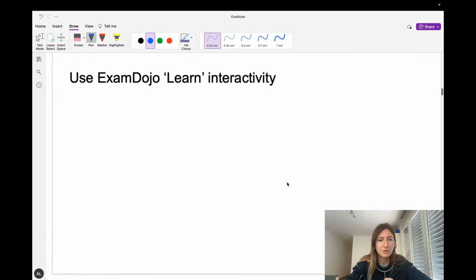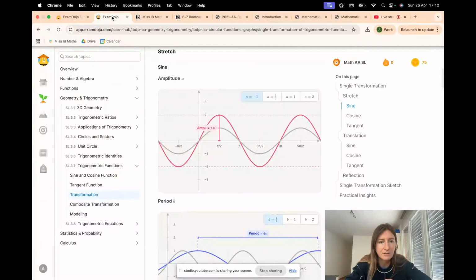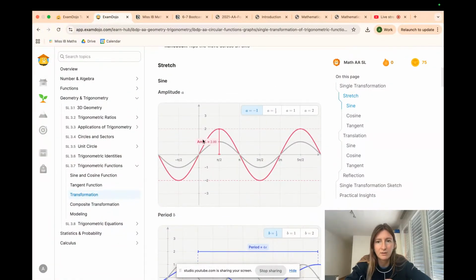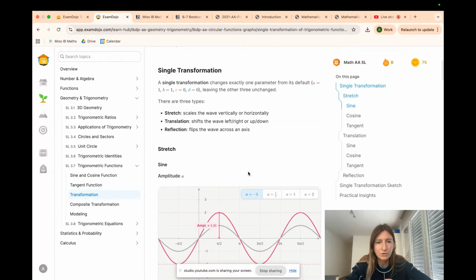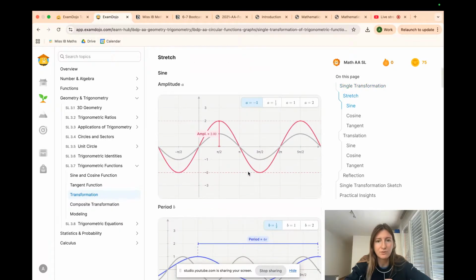So I just wanted to show you this. I had it on, no, where was it? On Exam Dojo on Learn, if you go to this interactivity. So here I have it. It's for AISL, but there'll be one in AISL as well and the HLs. But it's really cool just to be able to go and look at what these different transformations do.